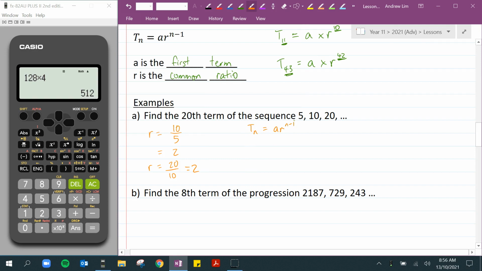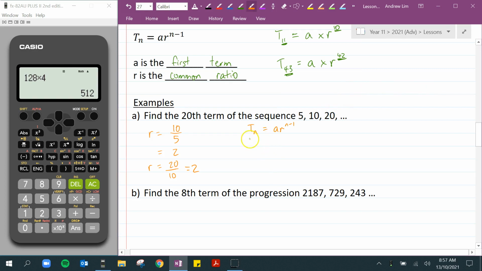Remember, if it's an AP, if it had a common difference, so for example if this had 5, 10, 15 instead of 20, where it keeps on going up by 5, then we need to use the formula for an AP. So the nth term is equal to A plus n minus 1 D. We learned that in our previous video. But this is a GP, so this is what we will be using.